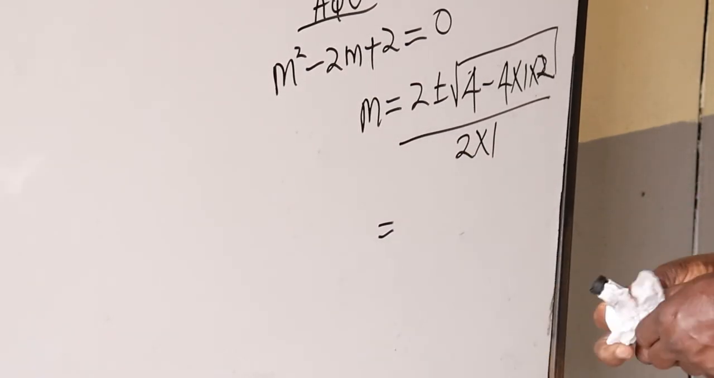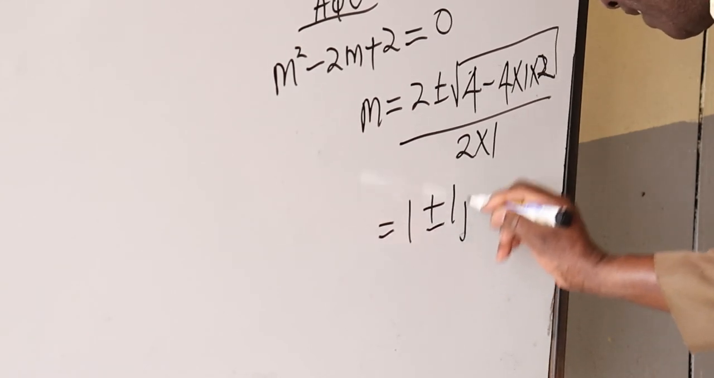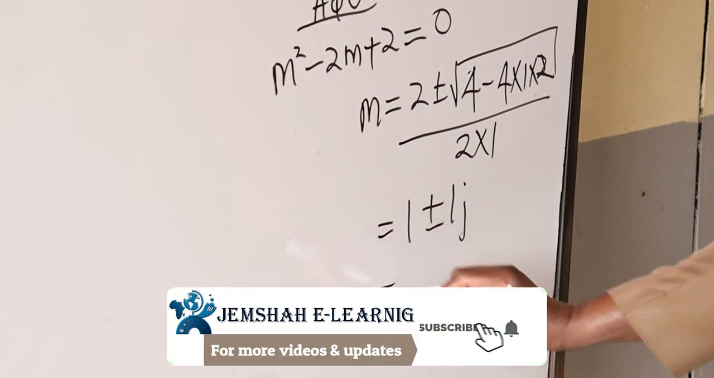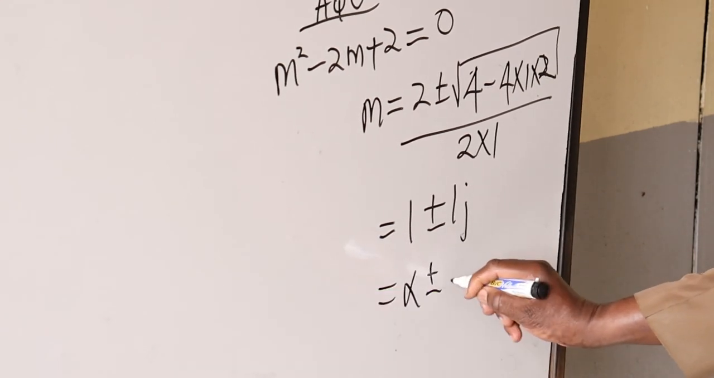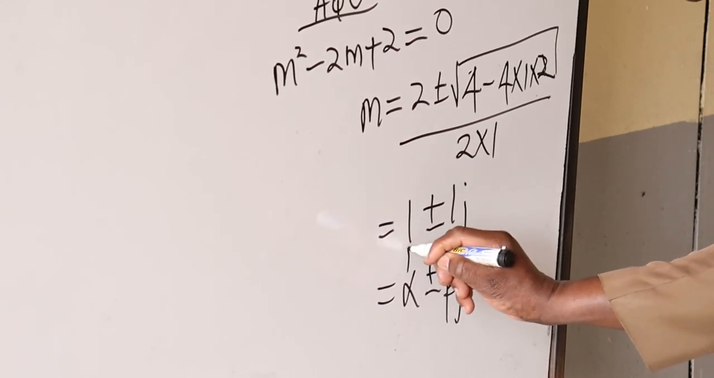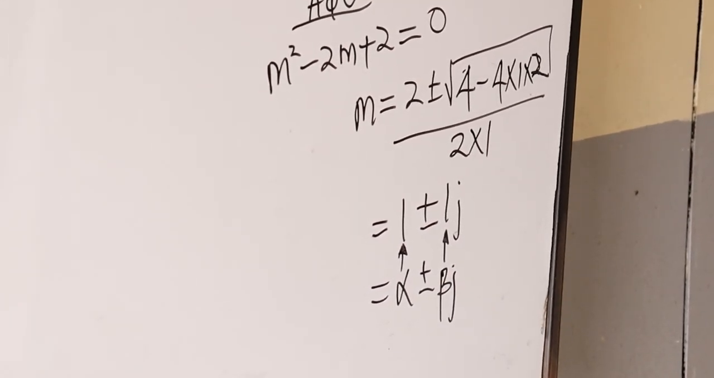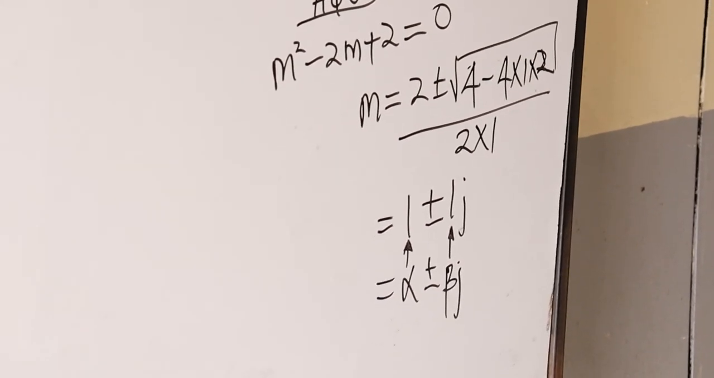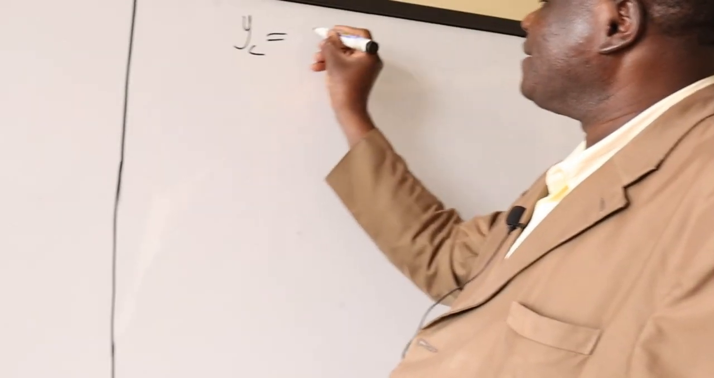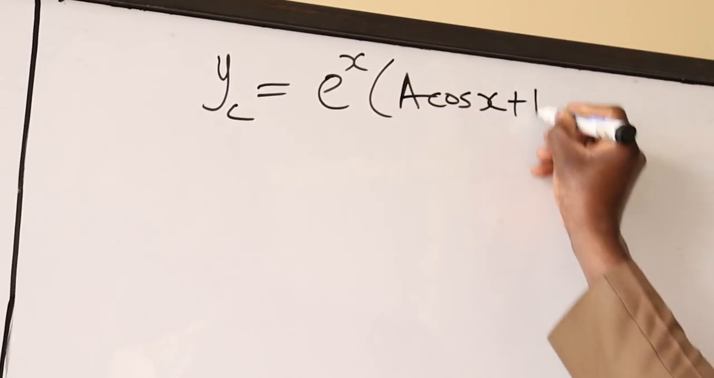That is not giving us 2 plus or minus J. It is giving us 1 plus or minus 1J. So this resembles alpha plus or minus beta J. So our alpha is equal to 1, and our beta is also equal to 1. So if that is the scenario, our yc is equal to e to the power x into A cos x plus B sin x.